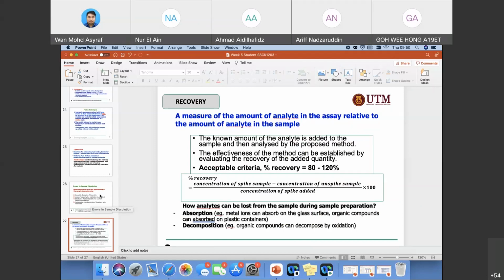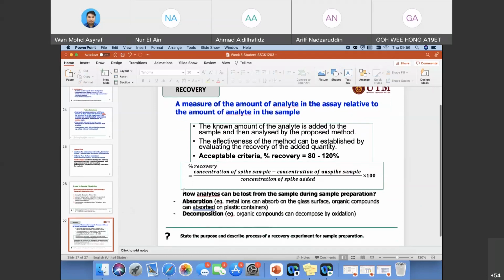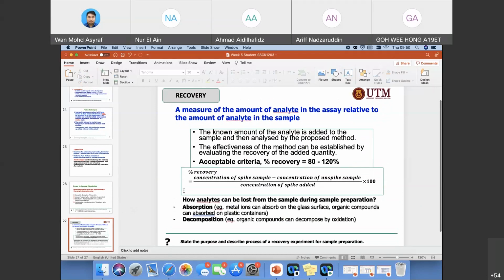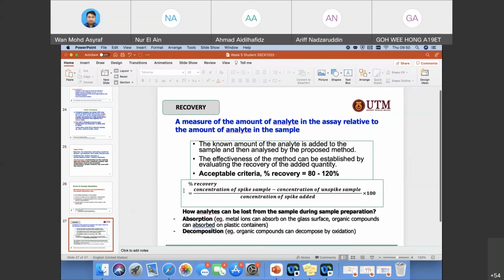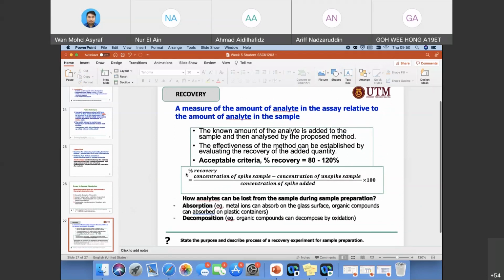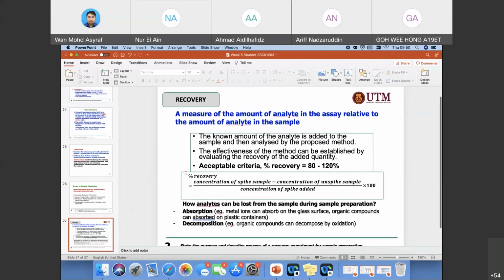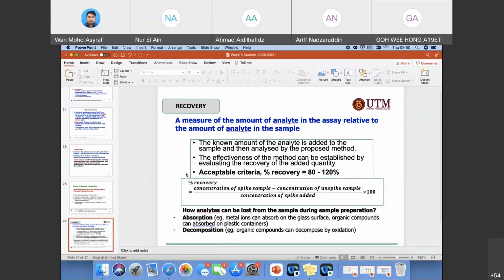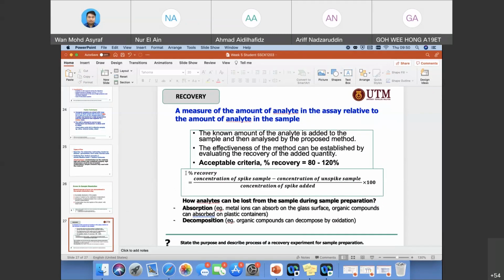For the recovery, I think you are going to look into it in much more depth in the validation lecture after this. All right, so now it's 9:50.